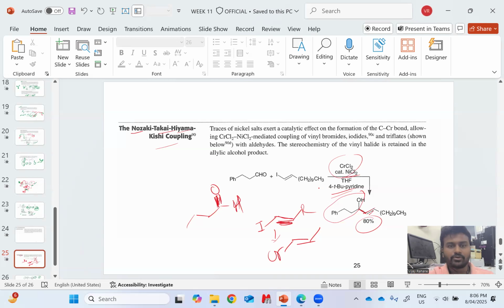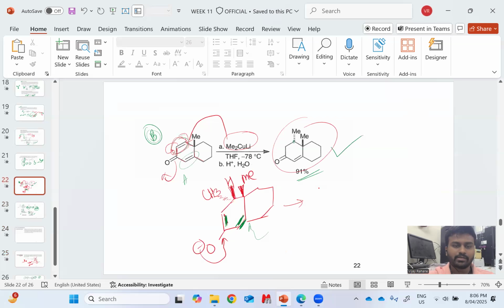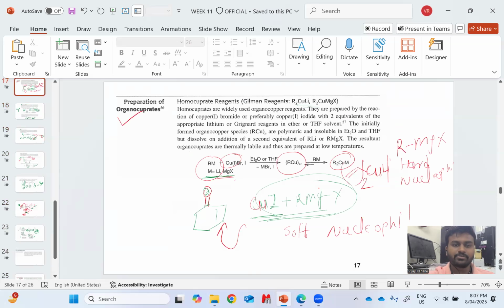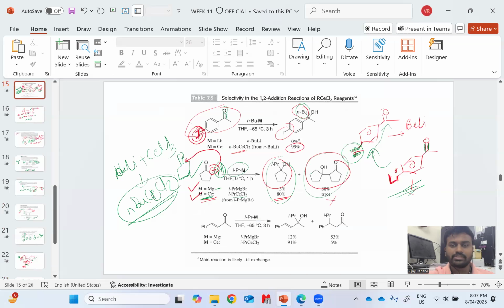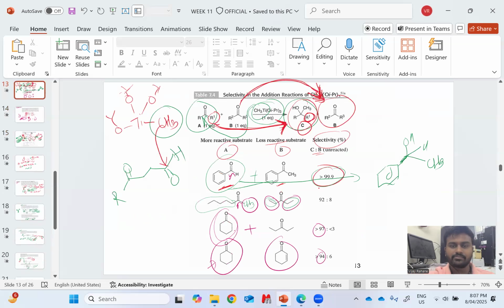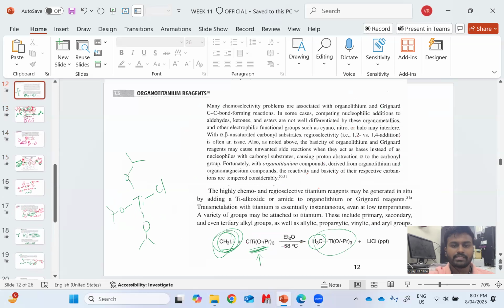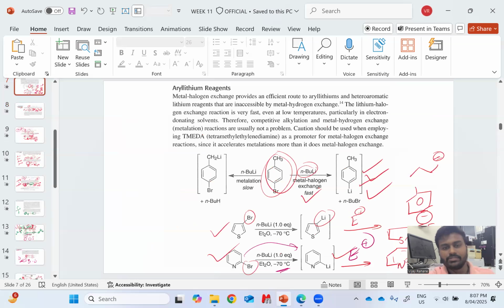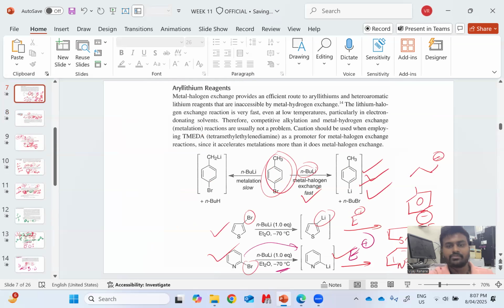So this is all about the organometallic reagents. We have seen some examples of organocuprates previously, organocopper cuprates, organochromates. Then we have seen Grignard reagent, which is an organomagnesium compound. Also, we have seen the organocerium-based reagent, and after that the organotitanium-based reagent and organolithium-based reagents. So this is all we have seen in today's lecture.